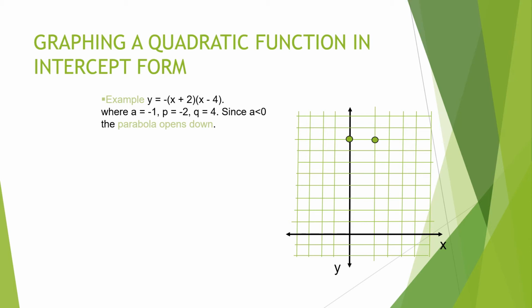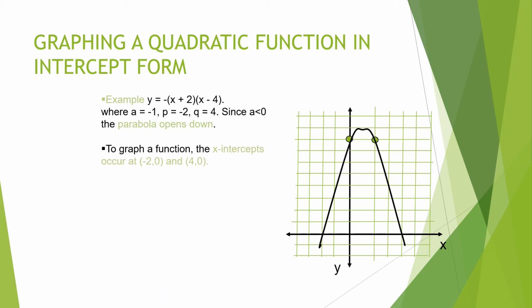So let us now draw the graph of a quadratic function in intercept form. Example, y equals negative times the quantity of x plus 2 times the quantity of x minus 4, where a equals negative 1, p equals negative 2, and q equals 4. Since the value of a is less than 0, the parabola opens downward. To graph the function, the x-intercepts occur at negative 2, 0 and 4, 0.